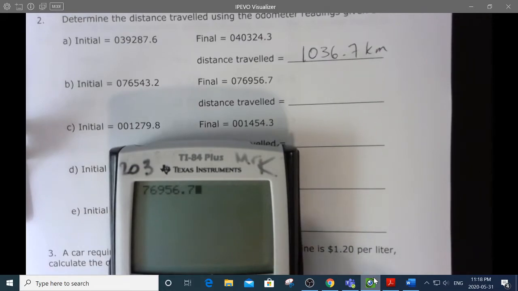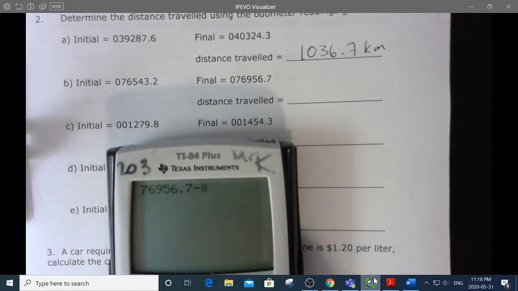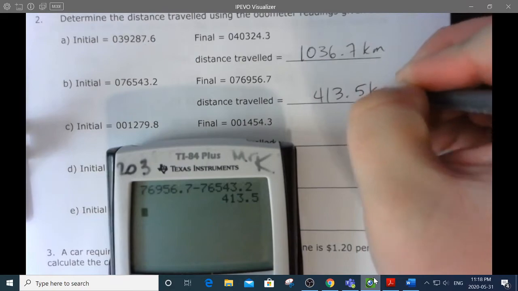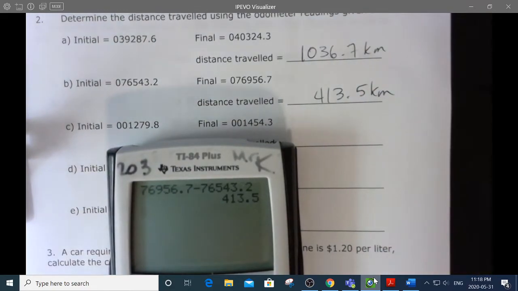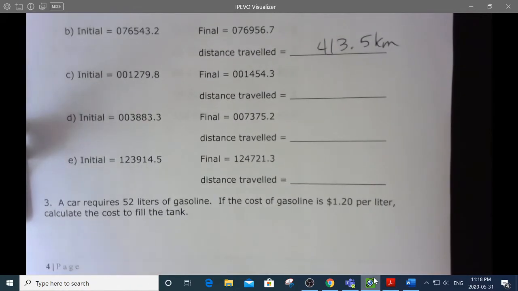Okay. Number 2, the final is 956.7, and we are minusing the initial reading of 76,543.2 for a difference of 413.5 kilometers. And the reason I didn't assign all of them is it gets pretty repetitive after this. If you could do those two, then you're solid. You got this.